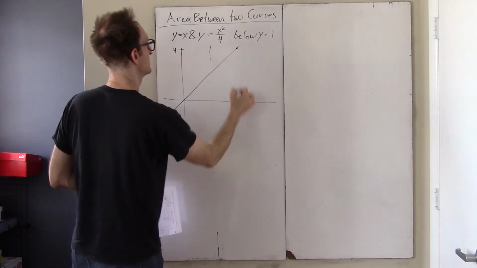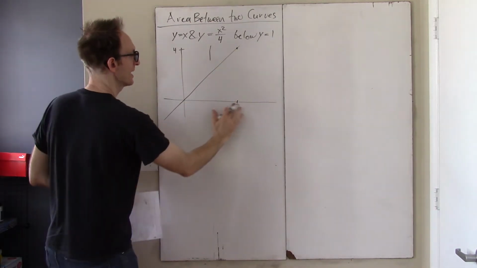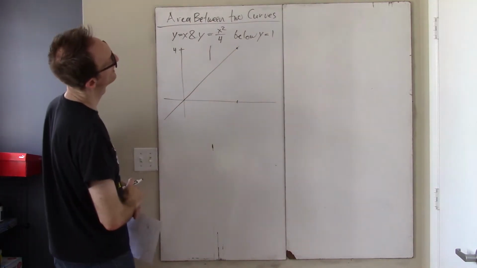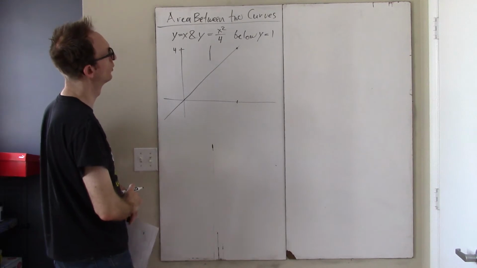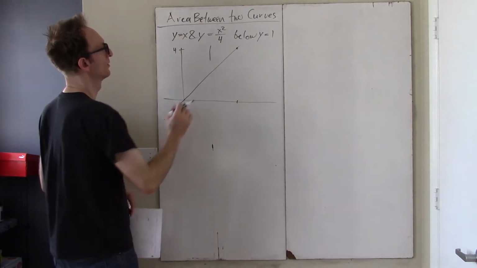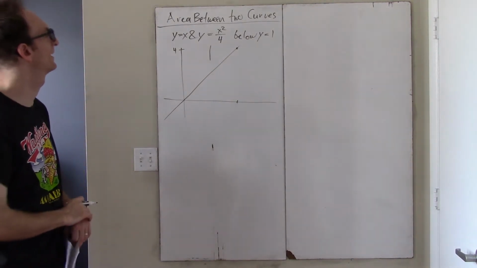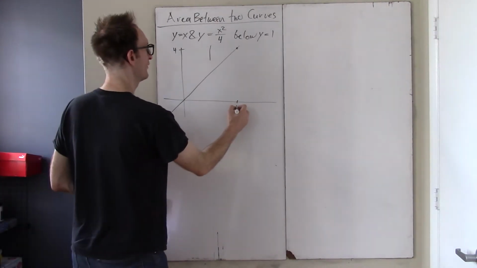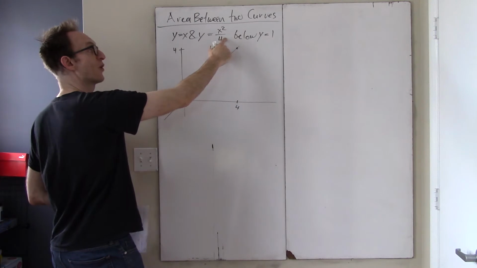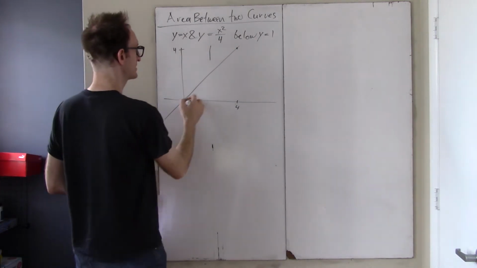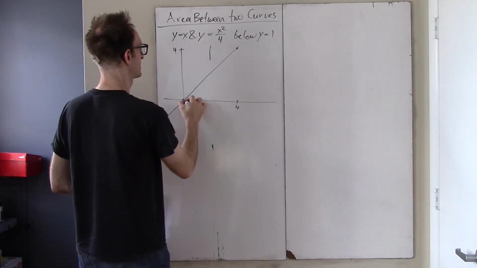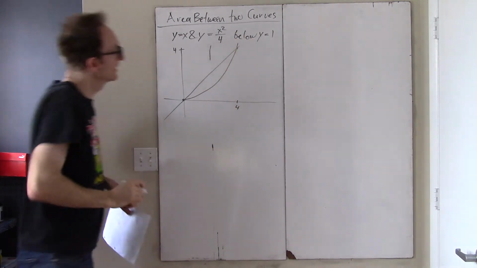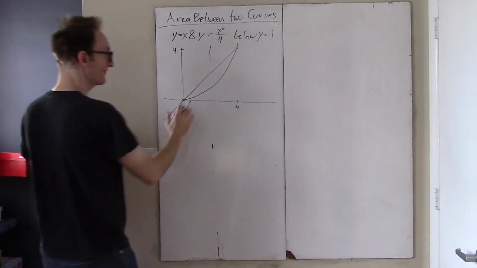No, what am I doing? At 2. No. Oh man. When are those equal? At 4. Yeah, that was right. At 4, when I plug in 4, I get 16 over 4, which is 4. So this is going to look like that, I guess, is the thing that we're graphing.